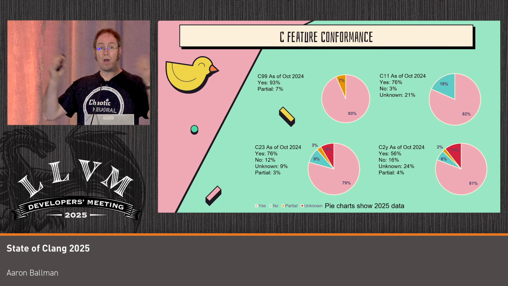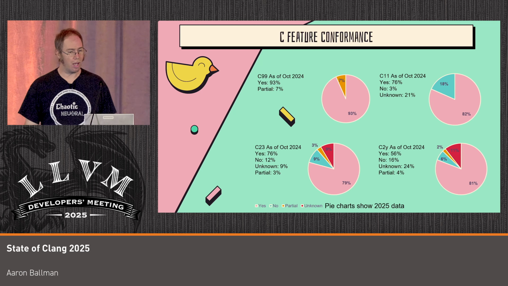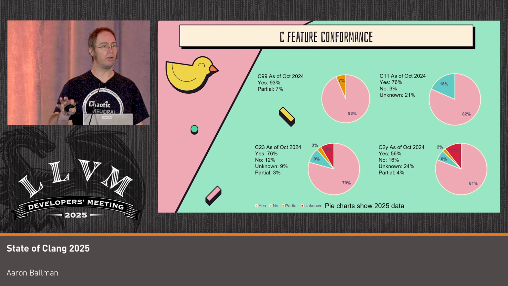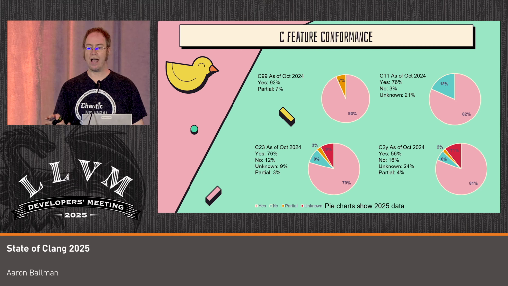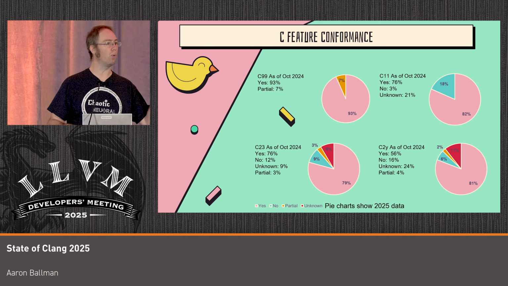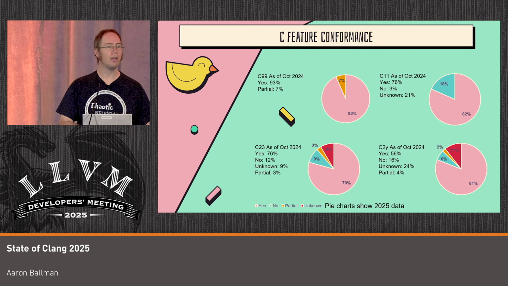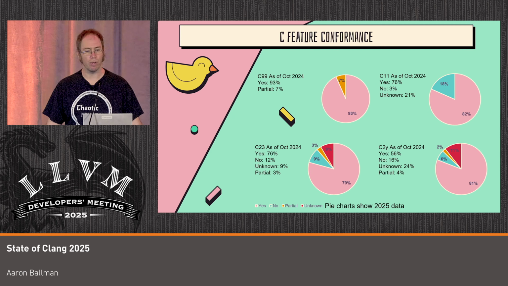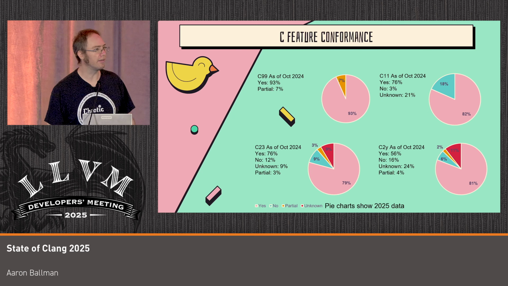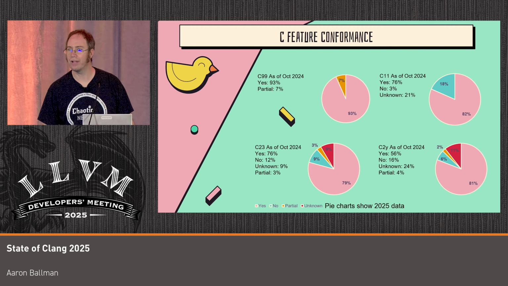So in terms of where we are with completeness for C, the pie charts are showing you the data as of 2025. The text is telling you what the data was in 2024 when I pulled it. So we can kind of see how we've been progressing. C99 is exactly the same. We have done nothing with it for the last year. Not too much of a surprise.